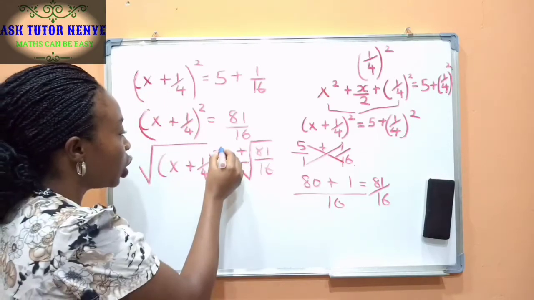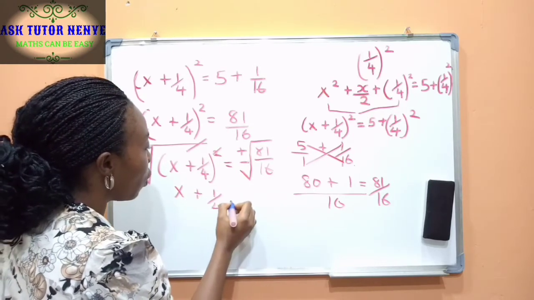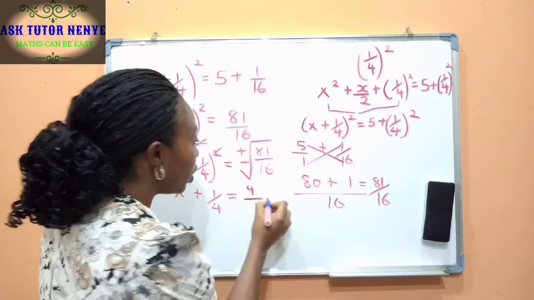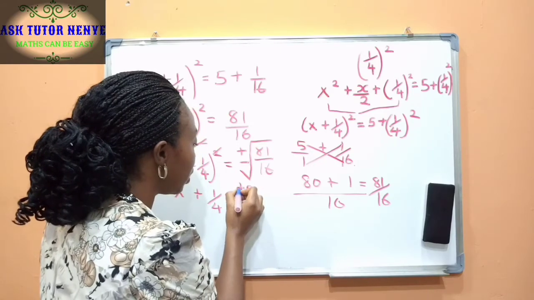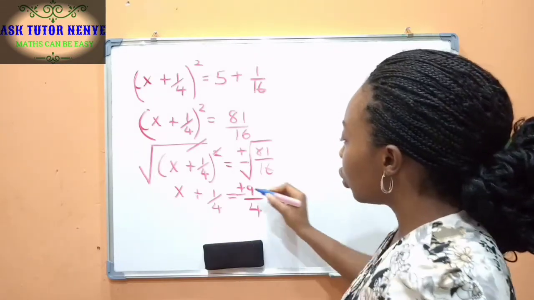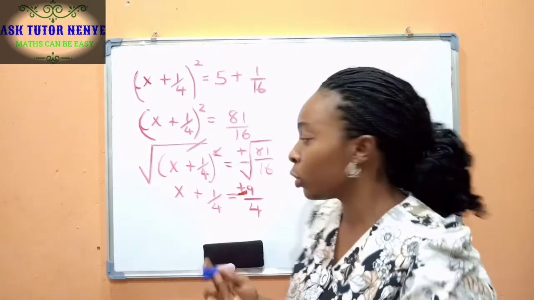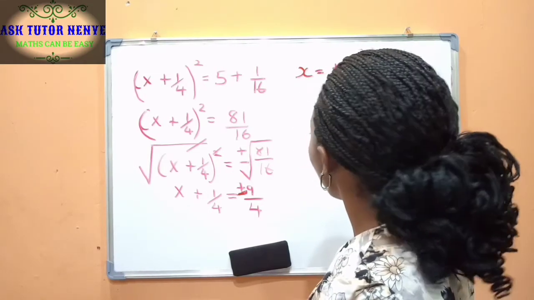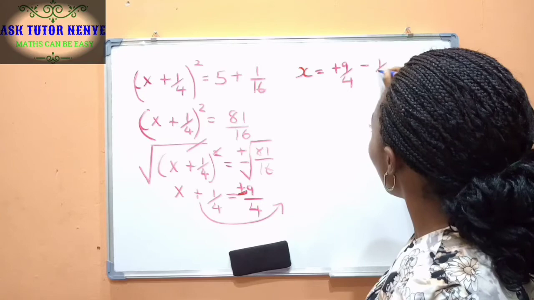When you get to this stage, the square root cancels the square. So we are going to have x plus 1 over 4 equals, now what is the square root of 81? It's 9. And what is the square root of 16? It's 4. Then we have plus or minus. Having gotten to this stage, the next thing we want to do is find the value of x. Observe, we have plus and minus 9 over 4. So we are going to pick it one by one. First of all, we are going to say x equals plus 9 over 4. Now, this moves to the right-hand side and becomes minus 1 over 4.